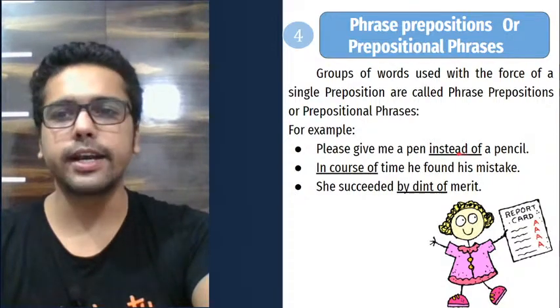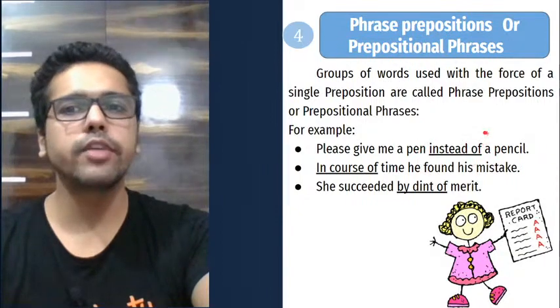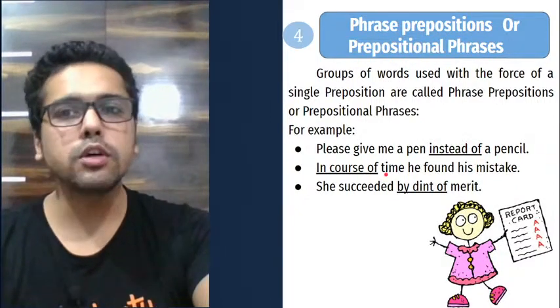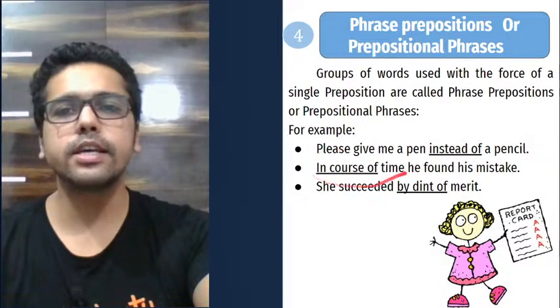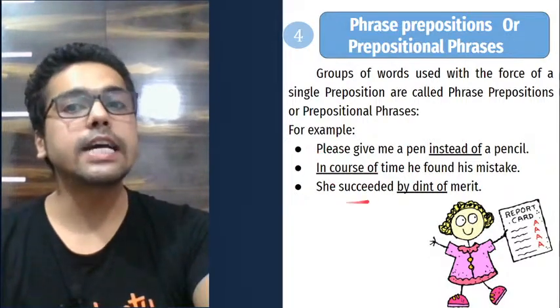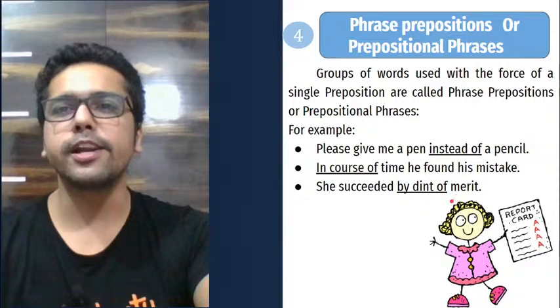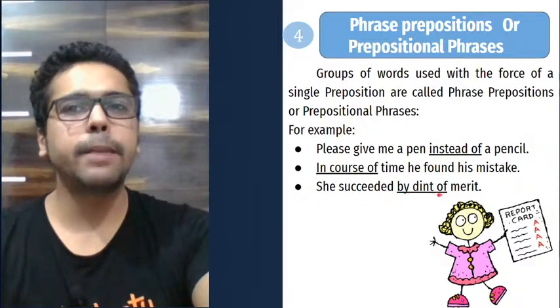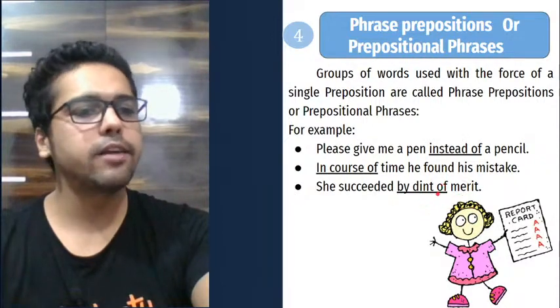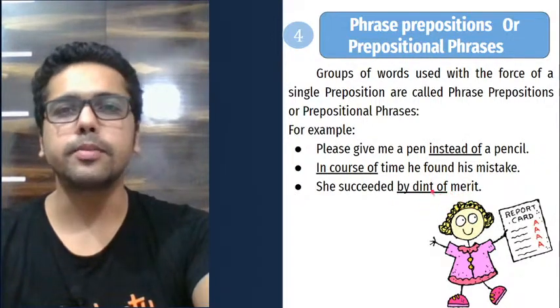It's a group of words, right? So it's actually a phrase that has the effect of a preposition. In course of time, he found his mistake. Again, this is a phrase which has the effect of a preposition. She succeeded by dint of merit. So this by dint of means because of. She succeeded by dint of means because of. This is again a phrase that has the effect of a preposition.